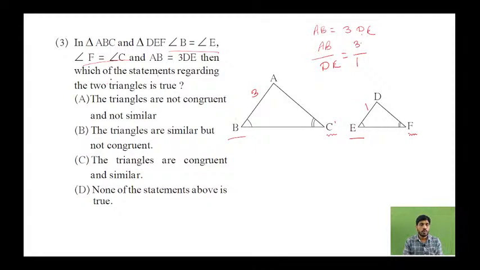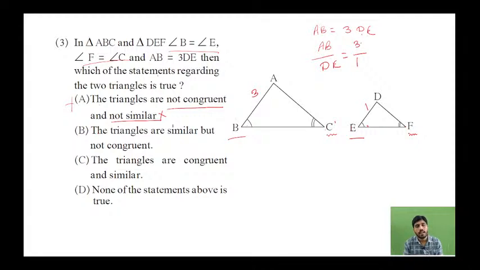So the question is, which of the statements regarding the two triangles is true? So we'll check the first statement. The triangles are not congruent. Yes, they are not congruent. And not similar. No, this is not correct. These both triangles are similar, as there is a correspondence between these two triangles. B is congruent to E, C is congruent to F, and obviously D is also going to be congruent with A. So these both are similar triangles. So A is not the correct option.